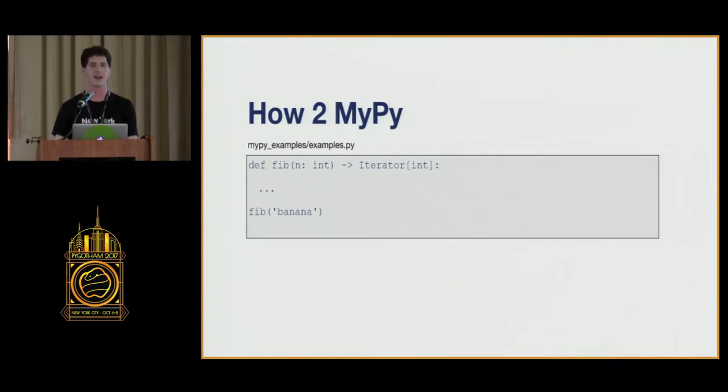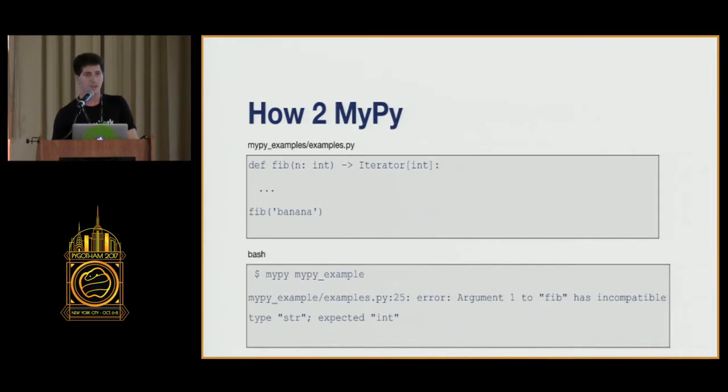So here's an example of how we can use this with MyPy. Let's say that we call fib with banana. We can then run MyPy on that file, and MyPy will tell us, hey, argument 1 to fib has an incompatible type string. It expected an int. So it's saying, you called fib with a string, but you said that fib expects an integer, so this is bad, it's not going to work. And it may not work in production if your code really does expect an integer.